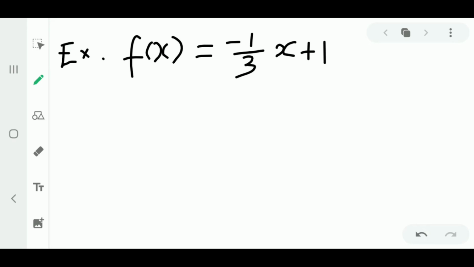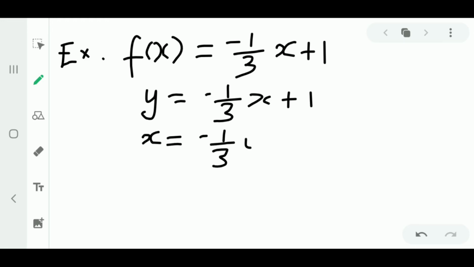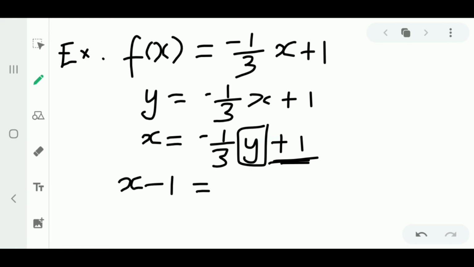So let's say we're given this example here. So again, first step, we change f of x to y. So y is equal to negative a third x plus 1. Now we interchange x and y. So x is now equal to negative a third y plus 1. Now we want to make y the subject of the formula, so we get rid of this first. So it's x minus 1 is equal to negative y over 3.